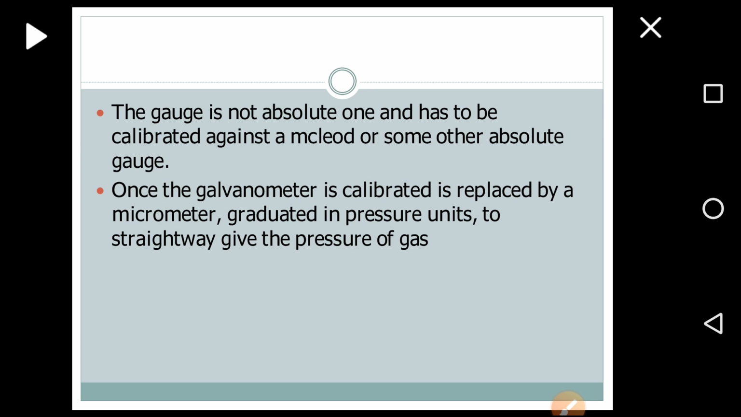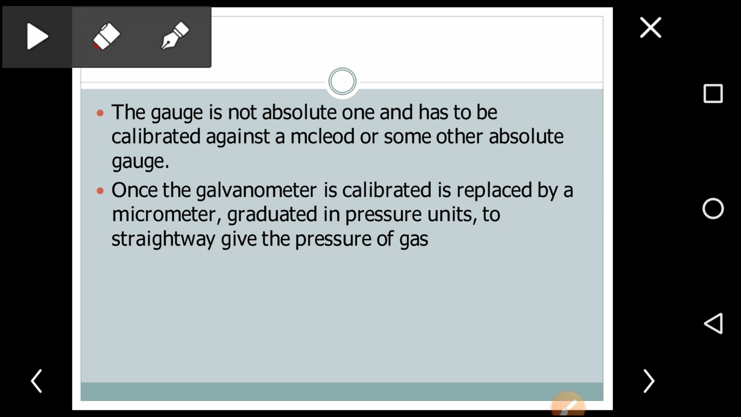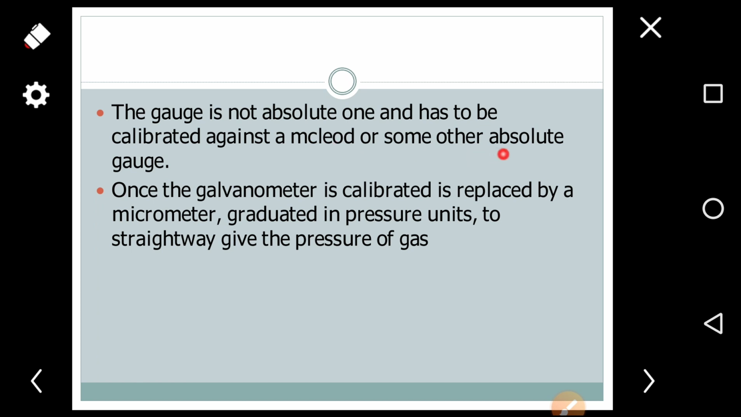This gauge is not an absolute one and has to be calibrated against the McLeod or some other absolute gauge. Once the galvanometer is calibrated, it is replaced by a meter graduated in pressure units to give the pressure of the gas straight away.